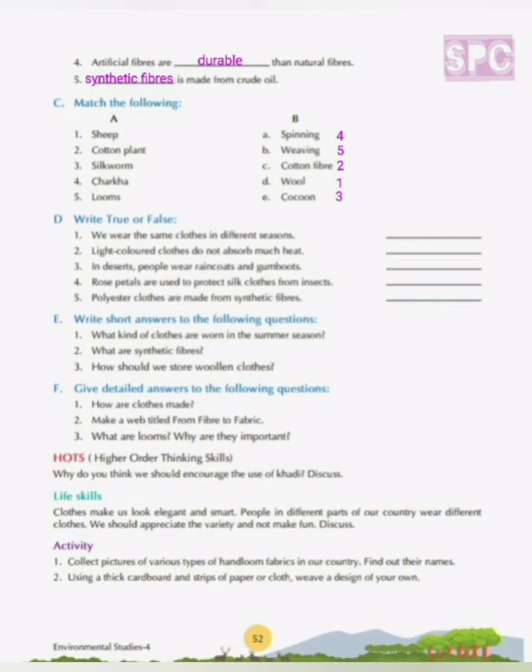Write true or false. First, we wear the same clothes in different seasons. So this is false. We wear different types of clothes in different seasons. Second, light colored clothes do not absorb much heat. This is true, and this is the reason why we prefer to wear light colored clothes in summer season.